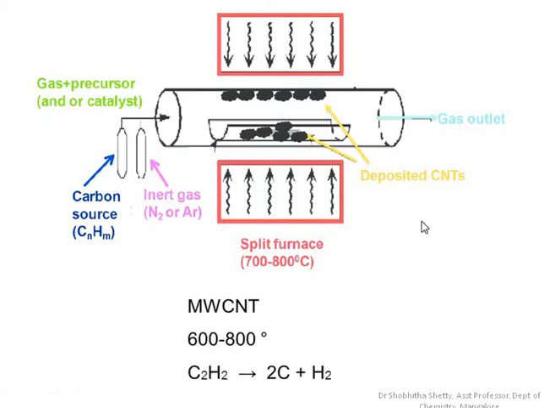And you can see the condition for multi-walled carbon nanotube deposited through the chemical vapor deposition method. The temperature maintained is around 600 to 800 degrees Celsius, and you can see the hydrocarbon ethane is sent here. The carbon source taken is ethane, where you can see the carbon is deposited here. So this is how CNT is synthesized.